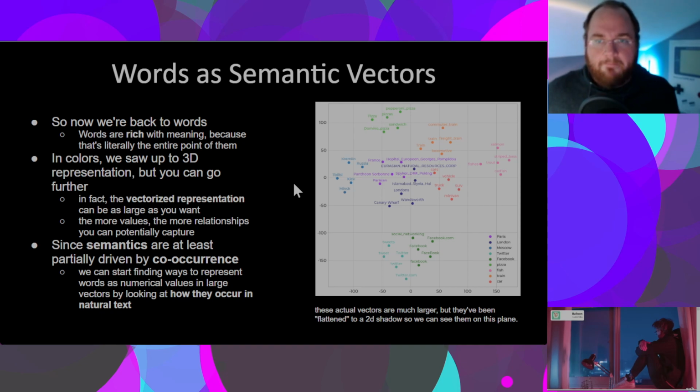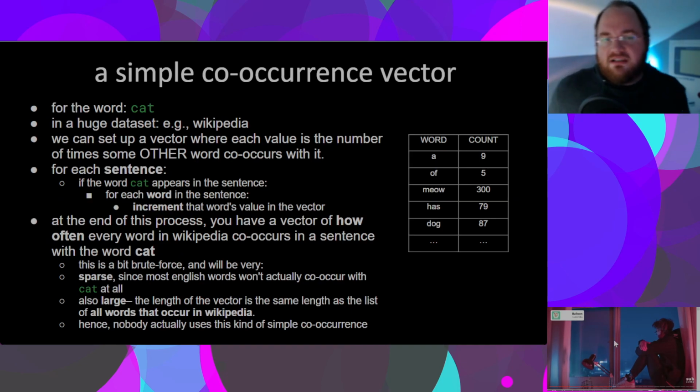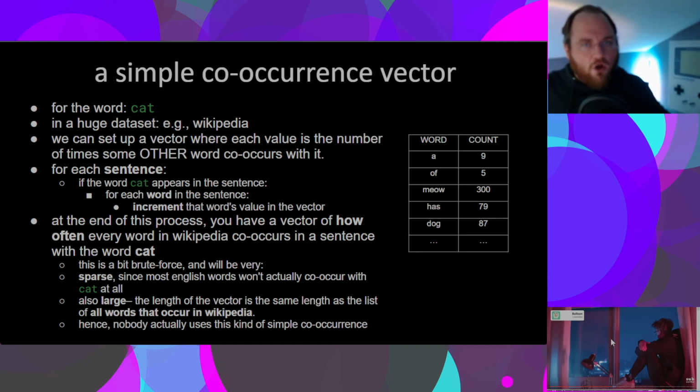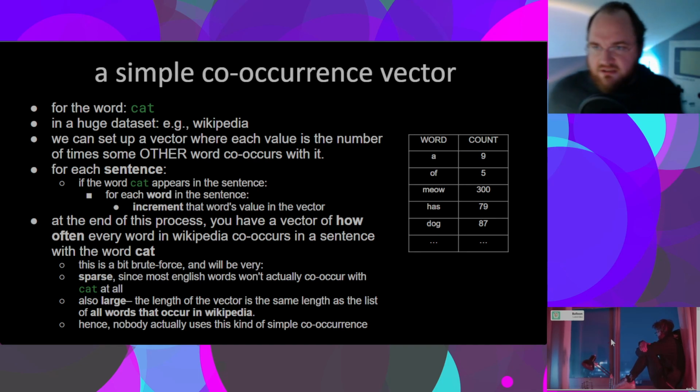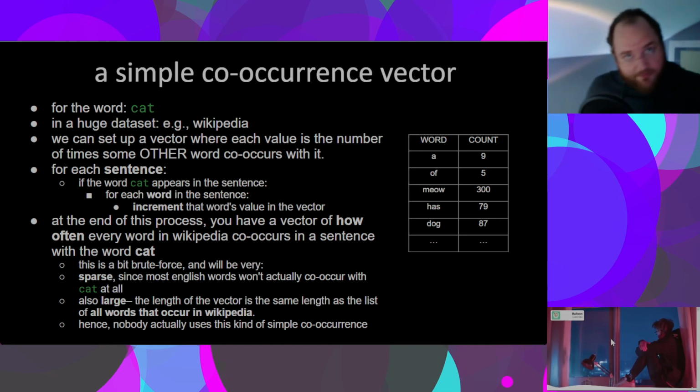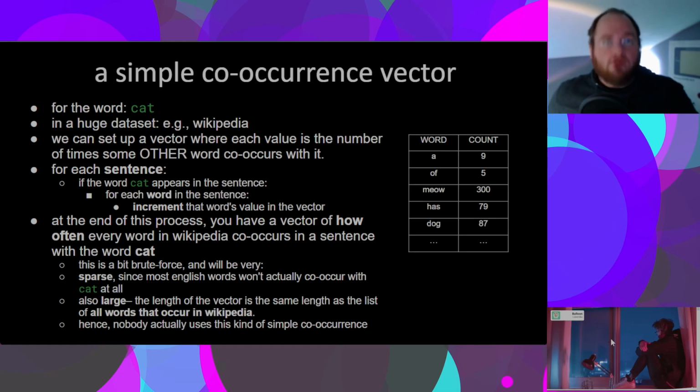Let's continue though. So, a simple co-occurrence vector. Walk with me through this. I didn't do the animations. We'll just talk about it. How might you compute a vector? Remember, that's what we're talking about. A multi-dimensional numerical thing for a single word. So for the word cat, we could take some huge data set. For example, Wikipedia is a fine data set.